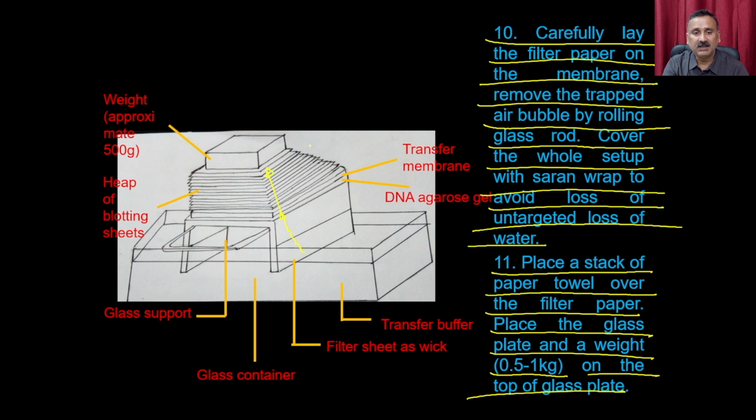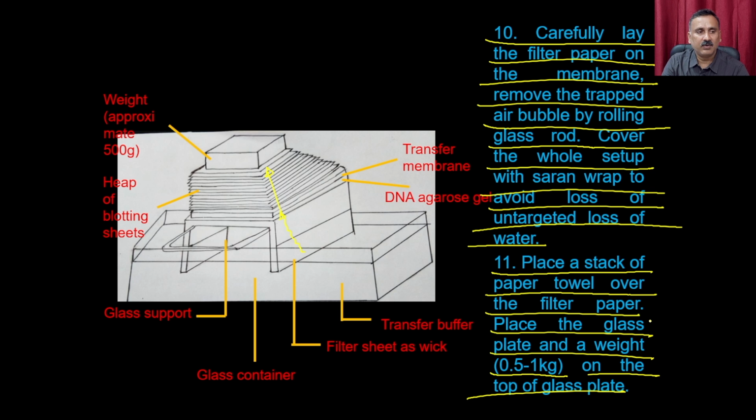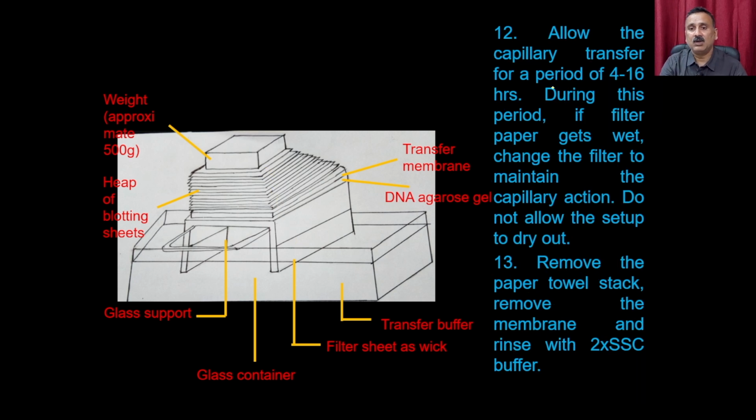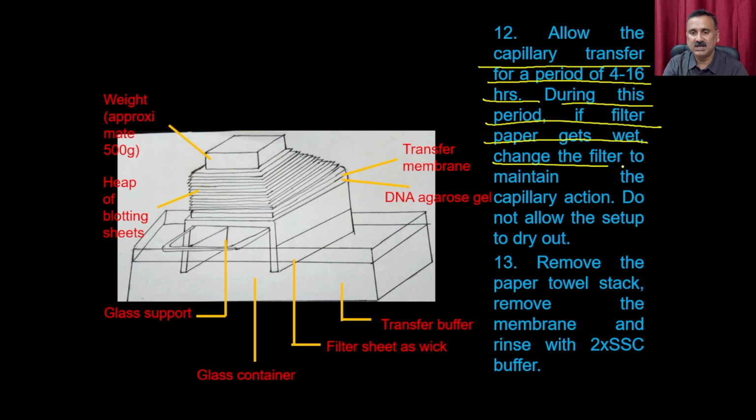Okay. And when you see that these blotting sheets are wet, you are supposed to remove them and replace them with new ones, and you continue this for another 16 to 20 hours. Then you allow the capillary transfer for a period of 4 to 16 hours. During this period, if the filter paper gets wet, change the filter paper to maintain the capillary action, because if you do not change it, then there will be no capillary action.